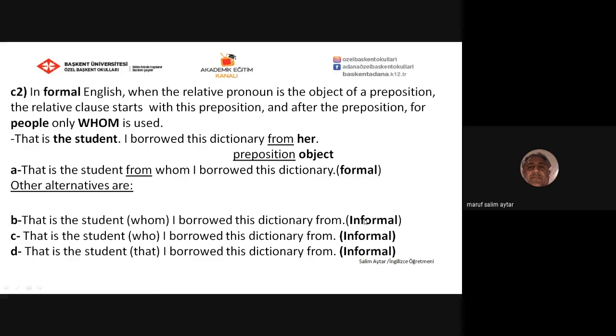But of course, we can write the same sentence in informal ways too. Can you see the three alternatives to the formal one? You can easily say, that is the student whom I borrowed this dictionary from, or who I borrowed this dictionary from, or that I borrowed this dictionary from. Or you can omit all three of them as well and say, that is the student I borrowed this dictionary from as well.